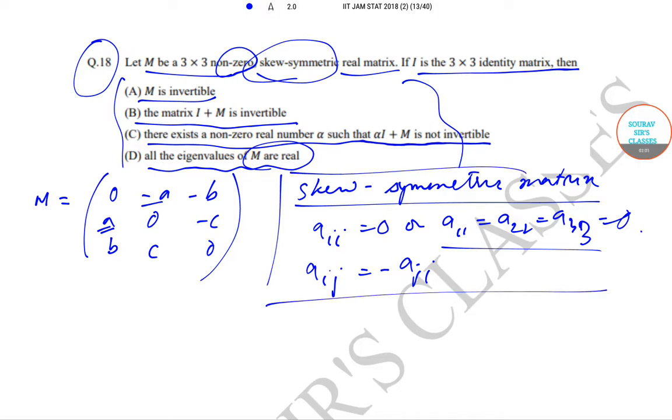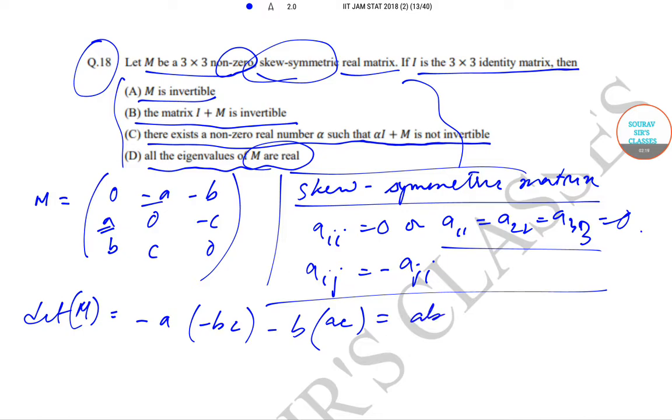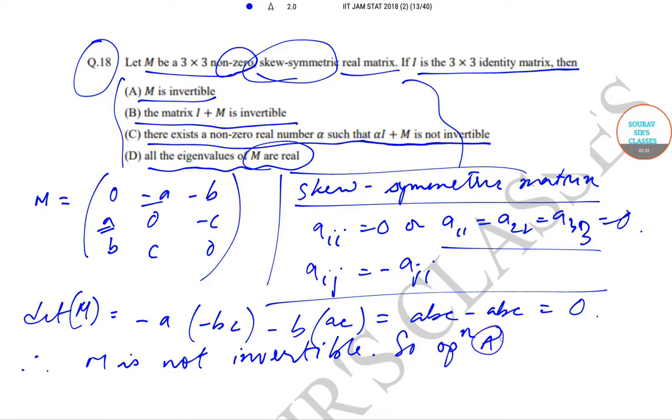So now let us find out the value of determinant of M. So determinant of M will be given by minus A into minus BC, minus B into AC. So this will be equal to ABC minus ABC. This will be equal to 0. So therefore, since determinant M is equal to 0, M is not invertible. So option A is not correct. So one option is gone.